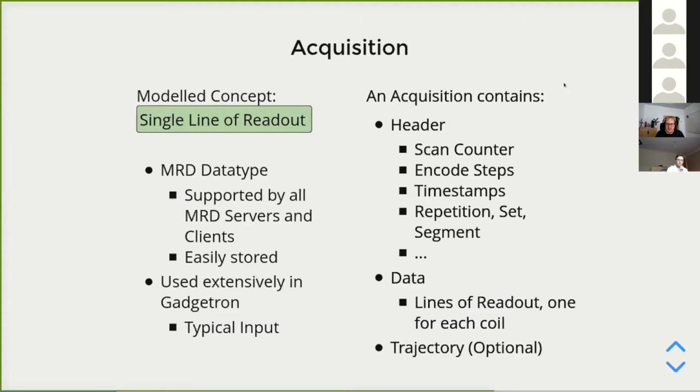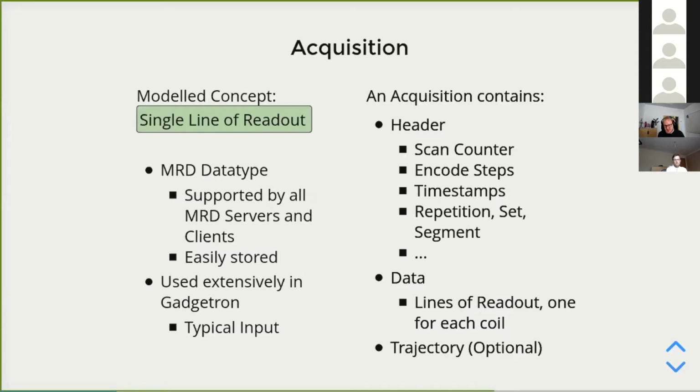Inside an acquisition is a header. The header is full of a lot of stuff. I could go into a lot of detail about what is in the header, but essentially the header is there to let you know where the data in the acquisition belongs in your scan. The header of an individual acquisition contains enough information for you to place the acquisition line in your experiment.